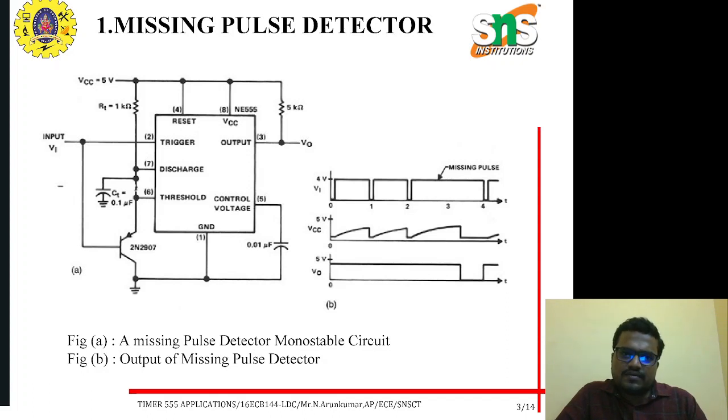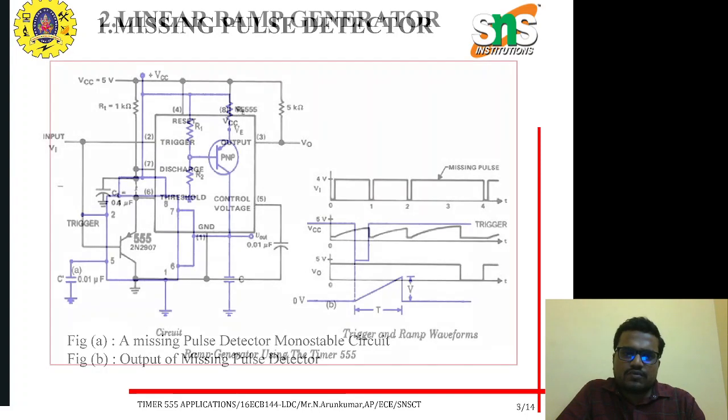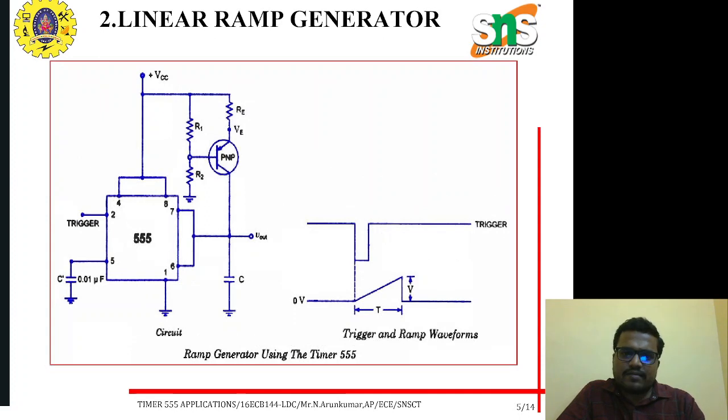It can be calculated by using one formula, T equal to 1.1 times R times C. If the triggering pulse exceeds the time T equal to 1.1 RC, then the signal may not appear in the concerned frequency range, so we can identify it in the output signal. This missing pulse detector is very useful in generating a large number of frequencies. And the second one is the linear ramp generator.